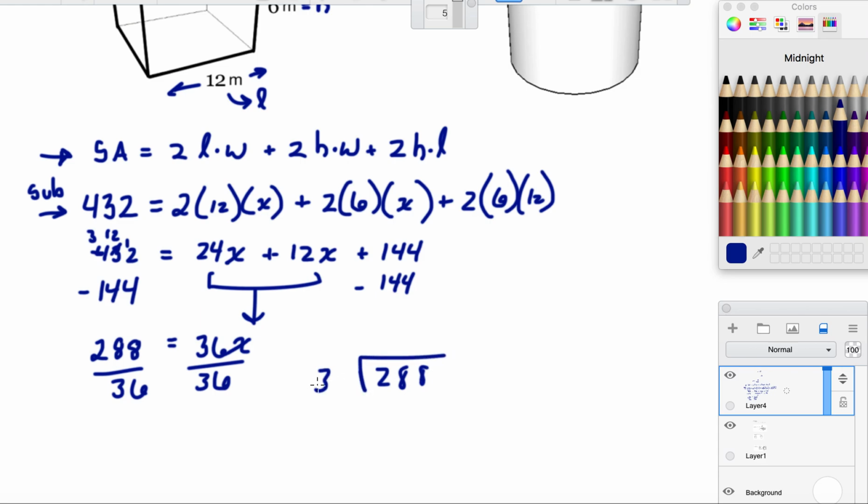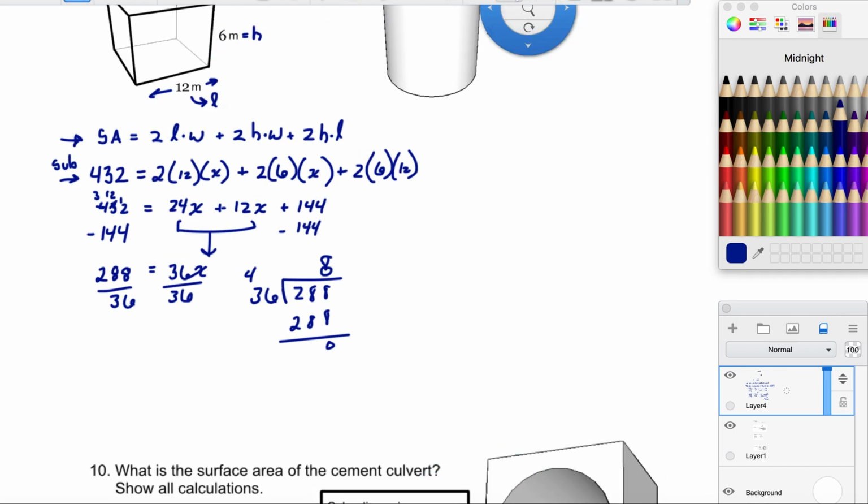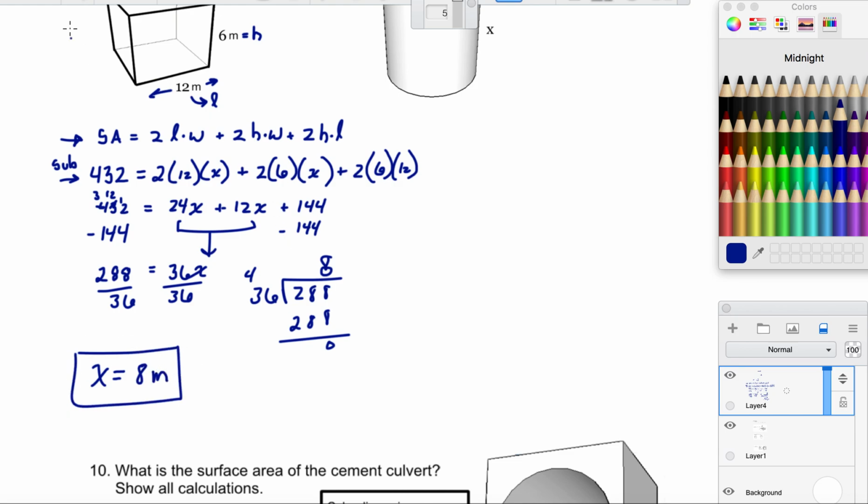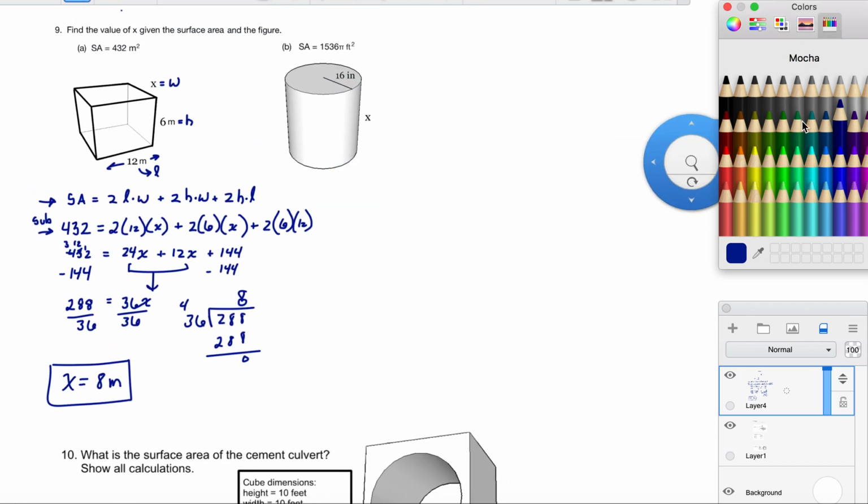288 divided by 36. Let's see. 8 times 3 is 24. Let's try 8. 8 times 6 is 48. 8 times 3 is 24, plus 4 is 28. There we go. 0. Okay, so 8. So x equals 8 meters. All right, that one's done.